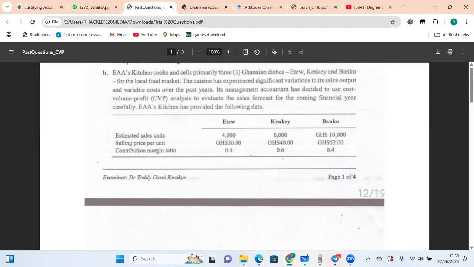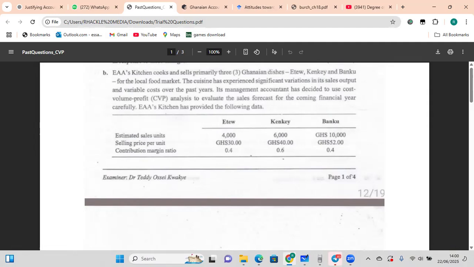For the local market, the cuisine has experienced significant variations in its sales output and variable cost over the past years. Its management accountant has decided to use cost volume profit analysis to evaluate the sales forecast for the coming financial year. EAA's Kitchen has provided the following data. Estimated sales is 4,000 for Etel, 6,000 for Kenke, and then 10,000 for Banku. Selling price per unit is 30, 40, 52 respectively.